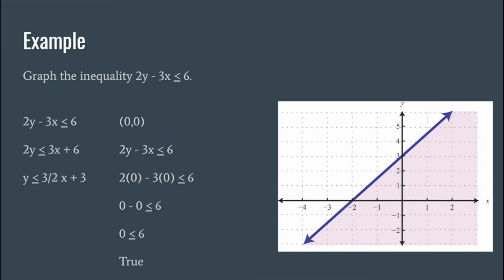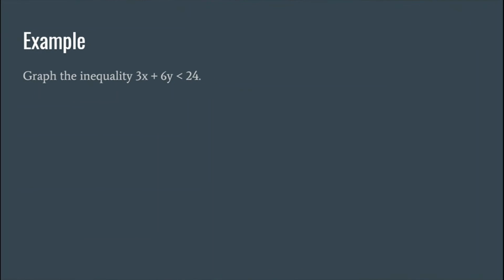Okay, now let's try another one. We're going to graph this inequality, starting with 3x plus 6y is less than 24. Again, you want to isolate your y variable. So we're going to move the 3x to the opposite side of the inequality symbol by subtracting it. This is what we get here. And then we'll solve for y, so I'll divide everything by 6. And I get this. I just simplified the coefficient for x there.